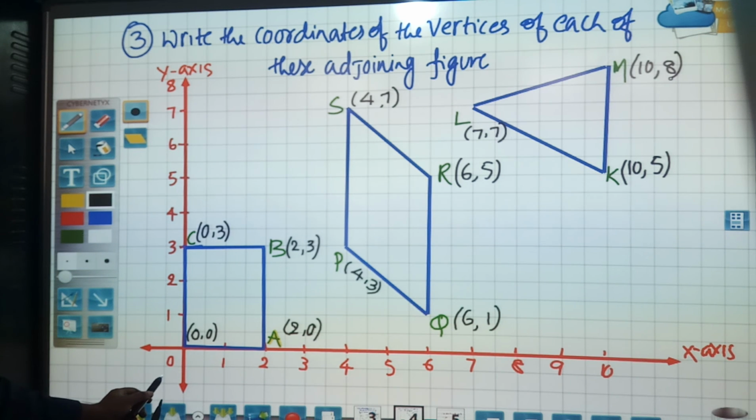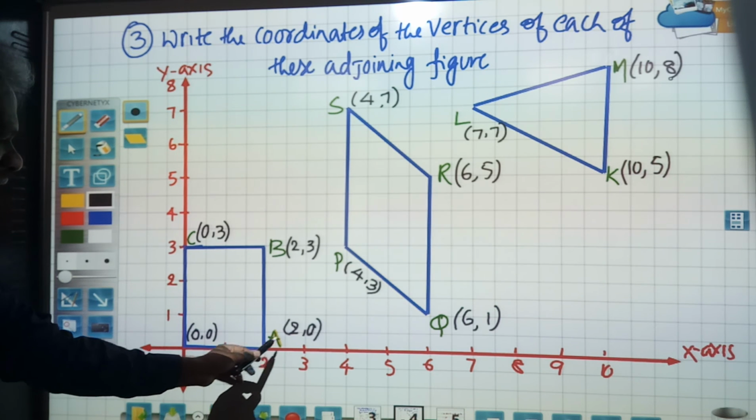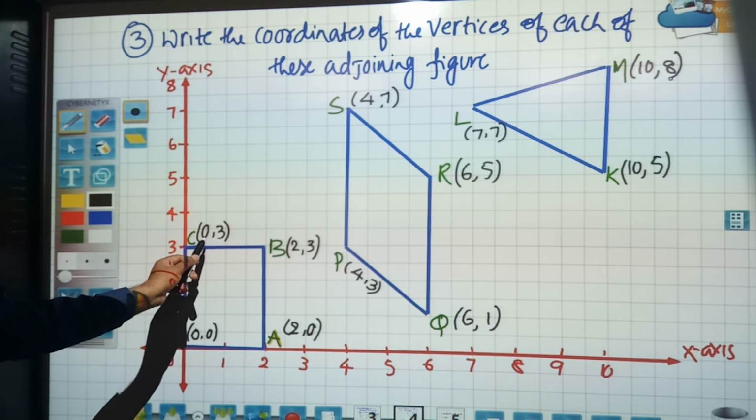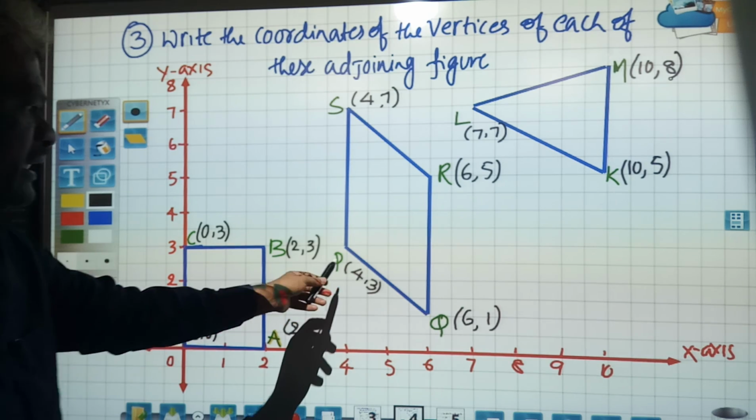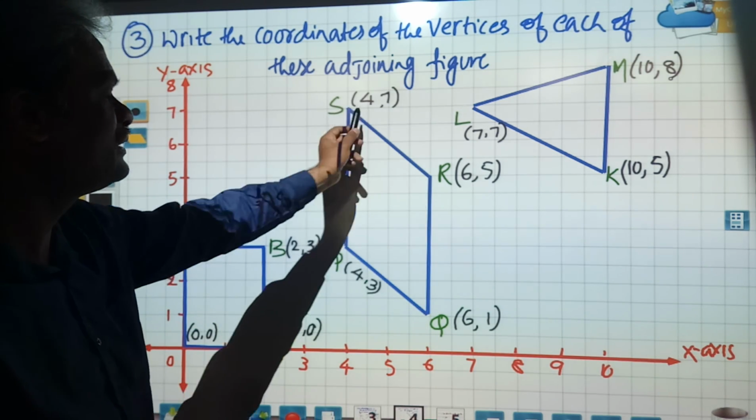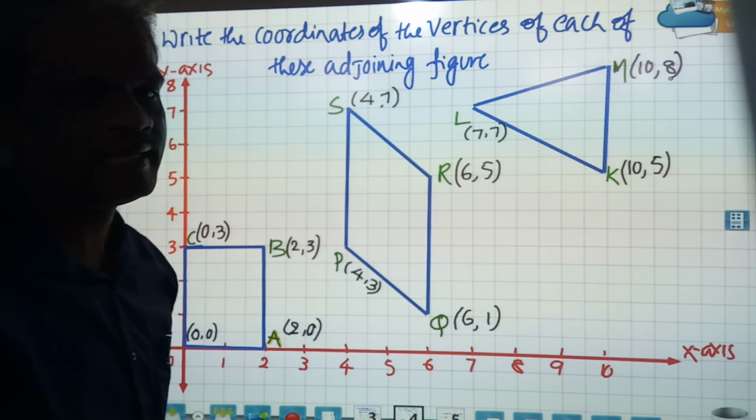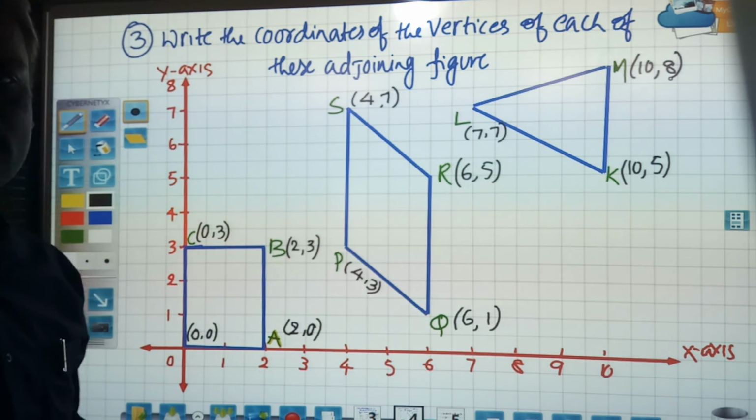O, its origin, the intersection of x-axis and y-axis, is 0, 0. A, 2, 0. B, 2, 3. C, 0, 3. Point P, 4, 3. Q, 6, 1. R, 6, 5. S, 4, 7. L, 7, 7. K, 10, 5. M, 10, 8.